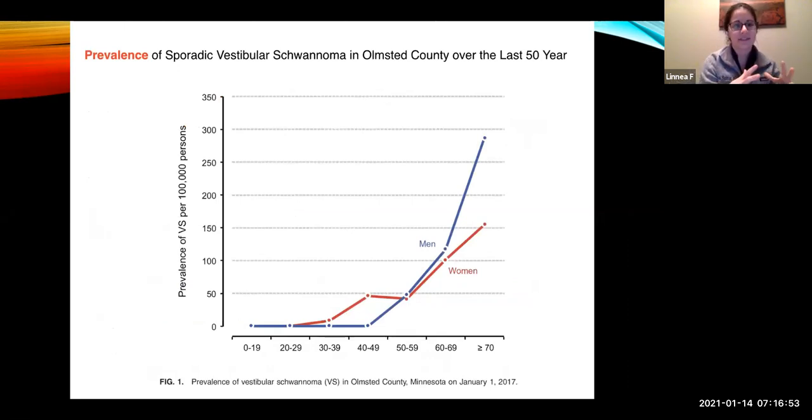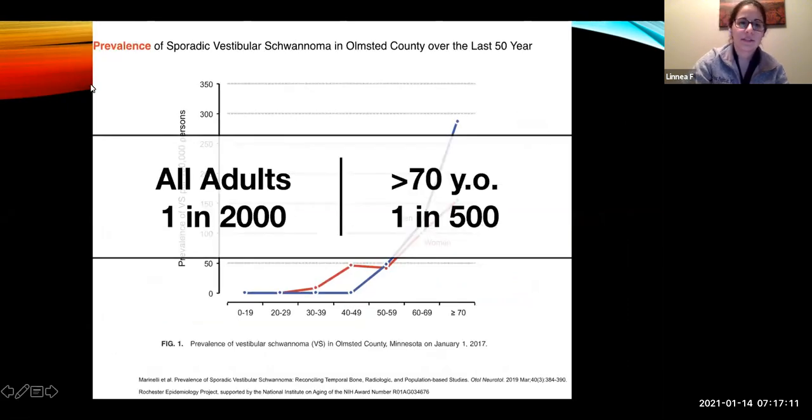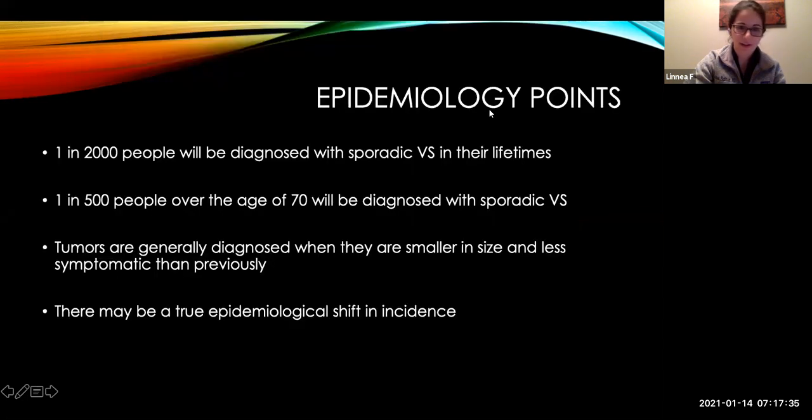So we looked at incidence, where the incidence itself might be rising, and the incidence in older adults is particularly high. Prevalence similarly looks a bit like the incidence graphs, as they get diagnosed when they're older. So if a patient's asking you, how common are these, doc? What kind of numbers can you give them? In all adults, you could say about 1 in 2,000 adults will be diagnosed with a sporadic vestibular schwannoma. But if you're over 70 years old, it's actually 1 in 500, because the incidence and prevalence of being diagnosed with this is a lot higher in older adults.